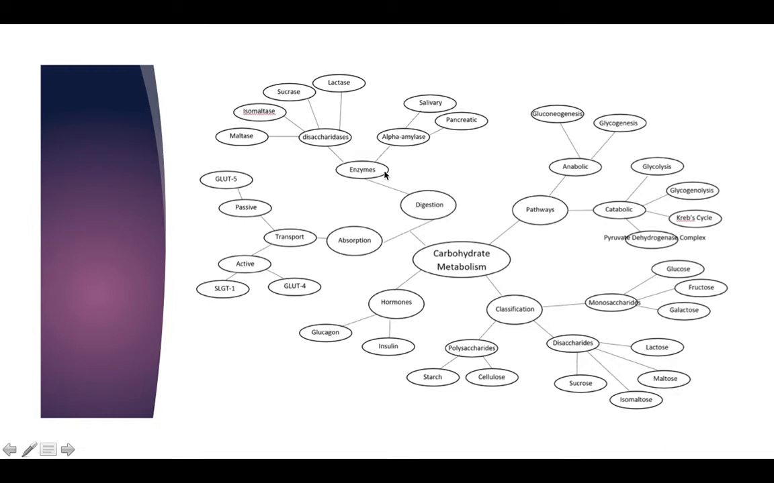Anything, and so we have enzymes. Enzymes are a part of digestion. Actually, let me take a step back, because one reason that it's good to do these is because it'll help you get your thought process. So in this lecture, there were 5 basic things that were talked about. We talked about the pathways, which can be anabolic or catabolic, the classification of carbs, monosaccharides, disaccharides, or polysaccharides, hormones involved, and then digestion and absorption.